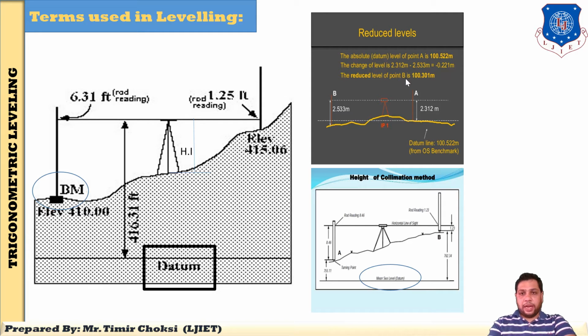So your reduced level at point B is 100.522 minus 0.221, so it's 100.301 meter. It is the RL of B. So you will find the directly reduced level. But in a particular syllabus, you have used the indirect method. In an example, the reduced level is already given directly. So, this is the definition of reduced level.